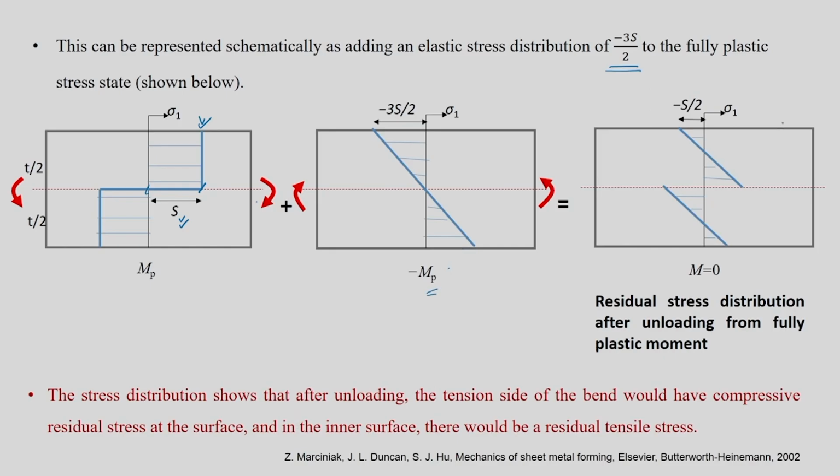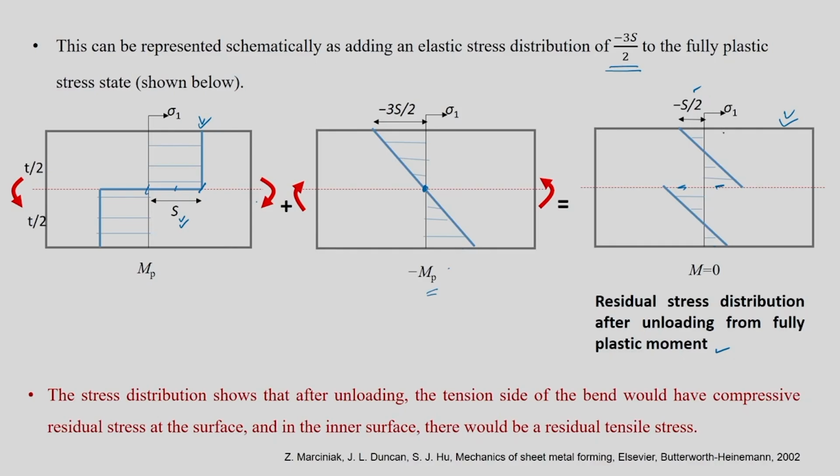If you add these two, you will get a distribution like this, which has got minus S by 2 at the top. So, it is S minus 3 by 2 S, which is nothing but minus half S. You can also add this part with this part, so you will get that value here and it will be opposite at the bottom. So, this would be your residual stress distribution after unloading from fully plastic moment for EPP, elastic perfectly plastic bending.